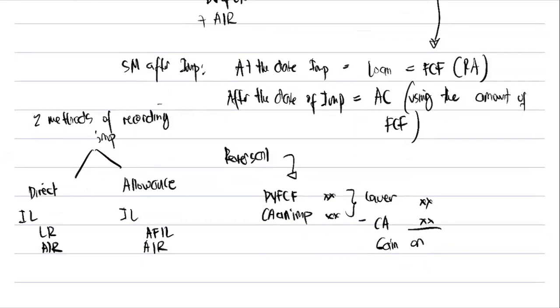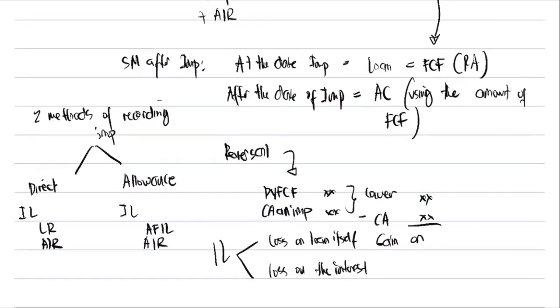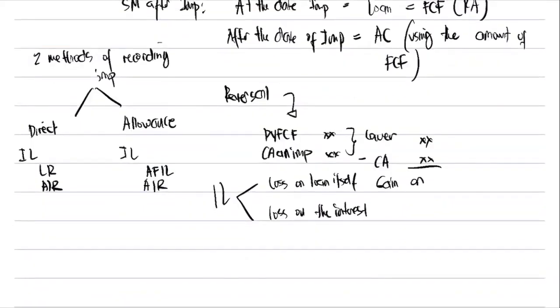Take note, guys, that your impairment loss consists of two parts or two items. That is the loss on loan itself and the loss on the interest. Therefore, guys, pag tinanong kayo, impairment loss is composed of the loss on the interest and the loss on the loan. Okay? And also, in your methods of recording, we can also record the reversal.